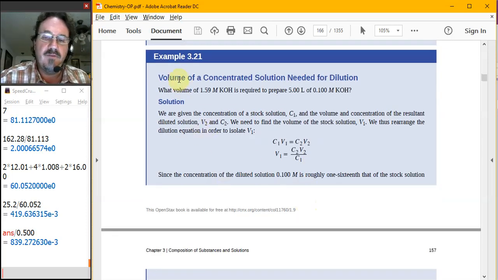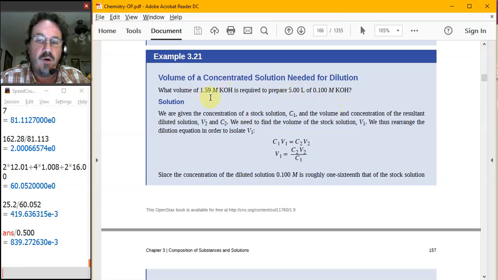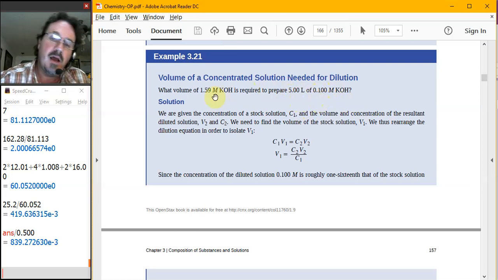3.21, volume of a concentrated solution needed for dilution. All right, now this one might be a little trickier, so let me go through this. It says, what volume of a 1.59 molar potassium hydroxide is required? So they're asking me for V. In order to prepare 5 liters of a 0.1 molar KOH solution. So here in this case, I'm starting out with an initial more concentrated solution of 1.59 molar. I end up with a dilute 0.100 molar. So it's a dilution. I'm thinking dilution formula right away. I'm trying to make 5 liters. So that's my V2. They're telling me how much I need to make, and they're telling me its final concentration. How much do I initially need?